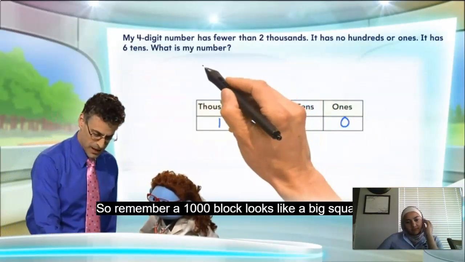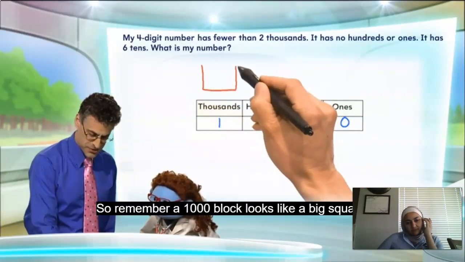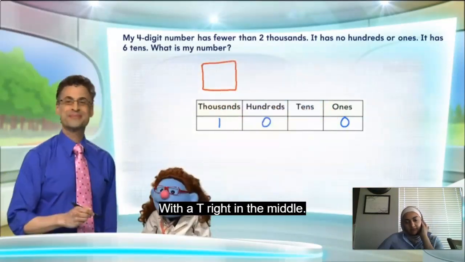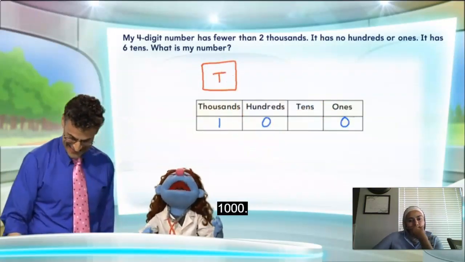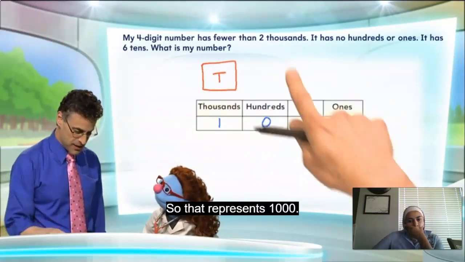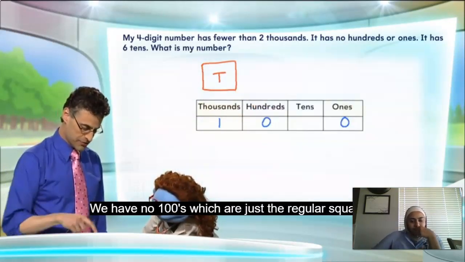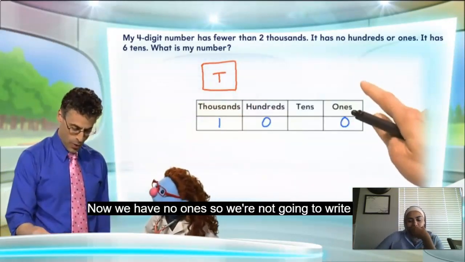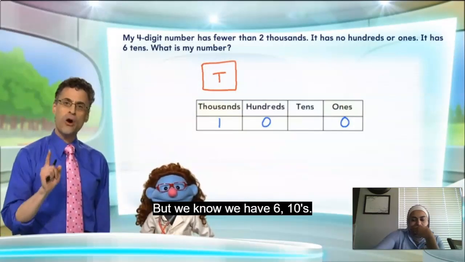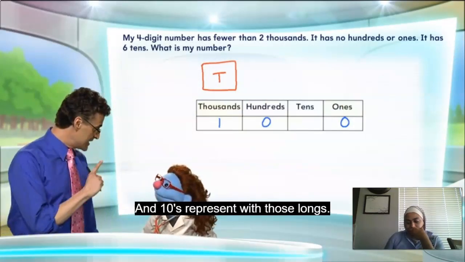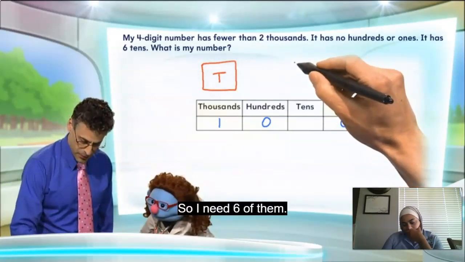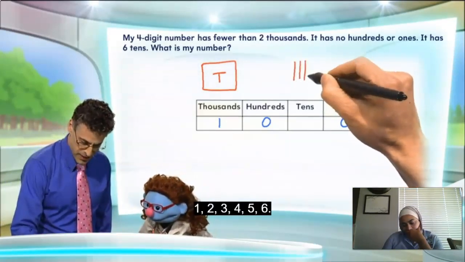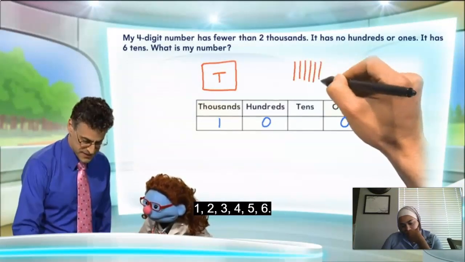So remember, a 1,000 block looks like a big square with a T right in the middle. Exactly. So that represents 1,000. We have no hundreds, which are just the regular squares. We have no ones, so we're not going to write that. But we know we have 6 tens. And tens we represent with those longs. So I need 6 of them. 1, 2, 3, 4, 5, 6.